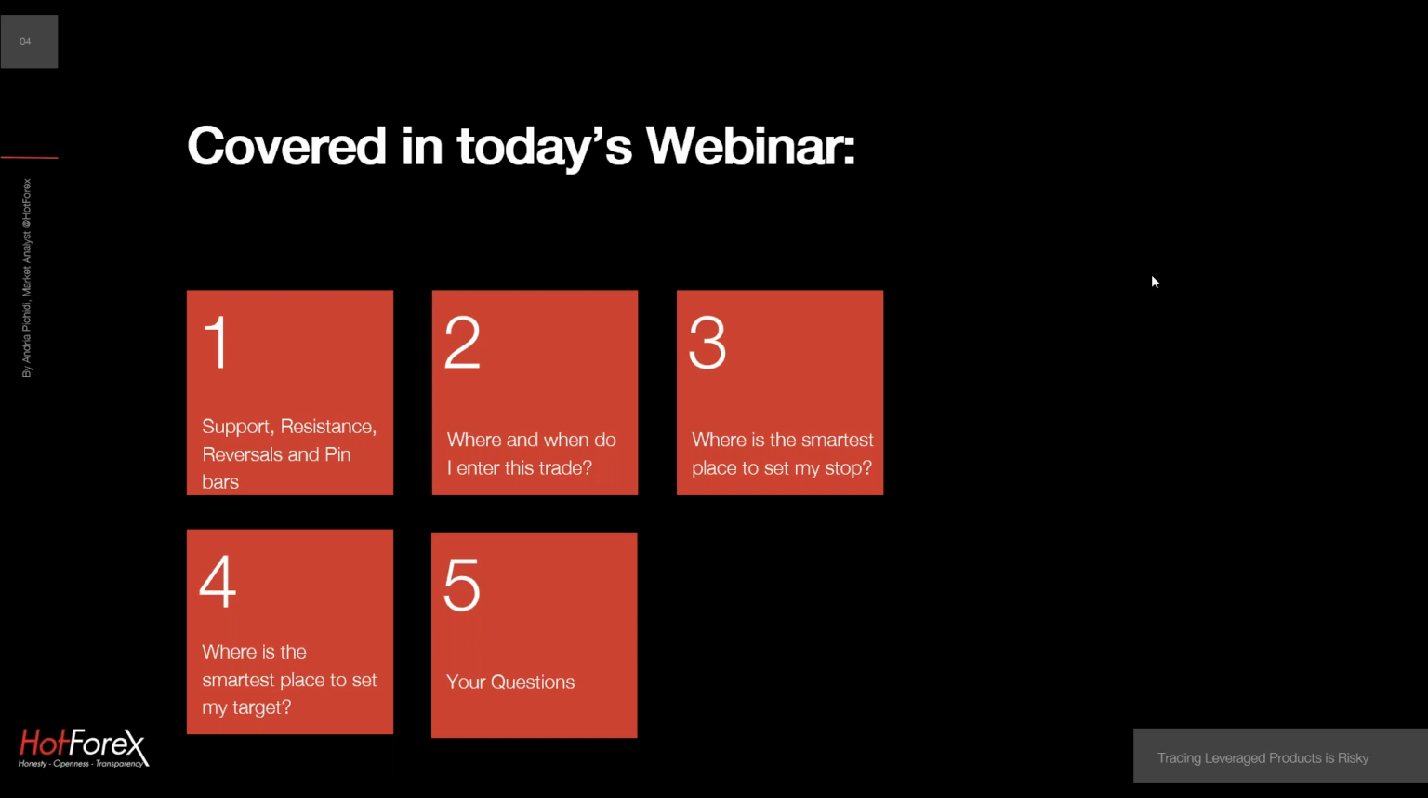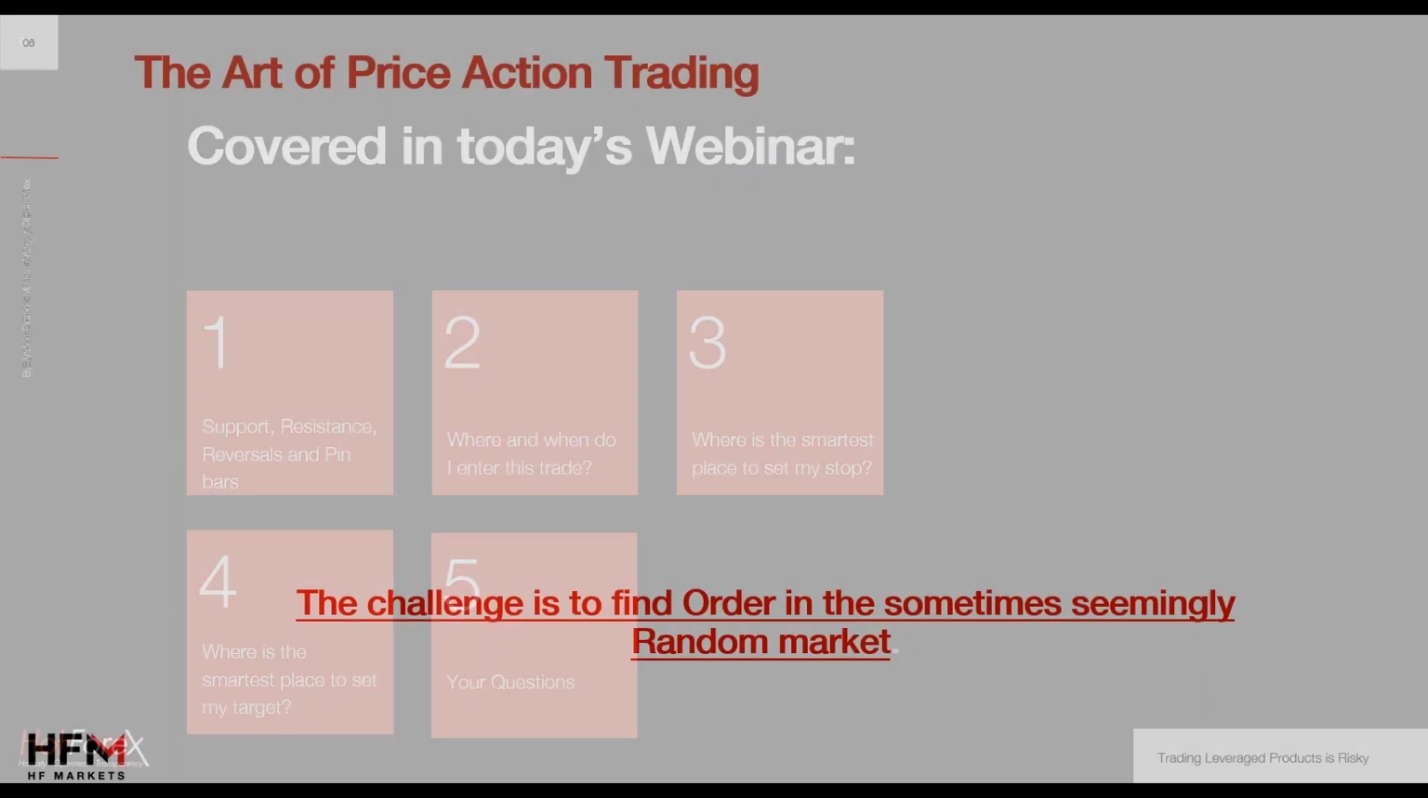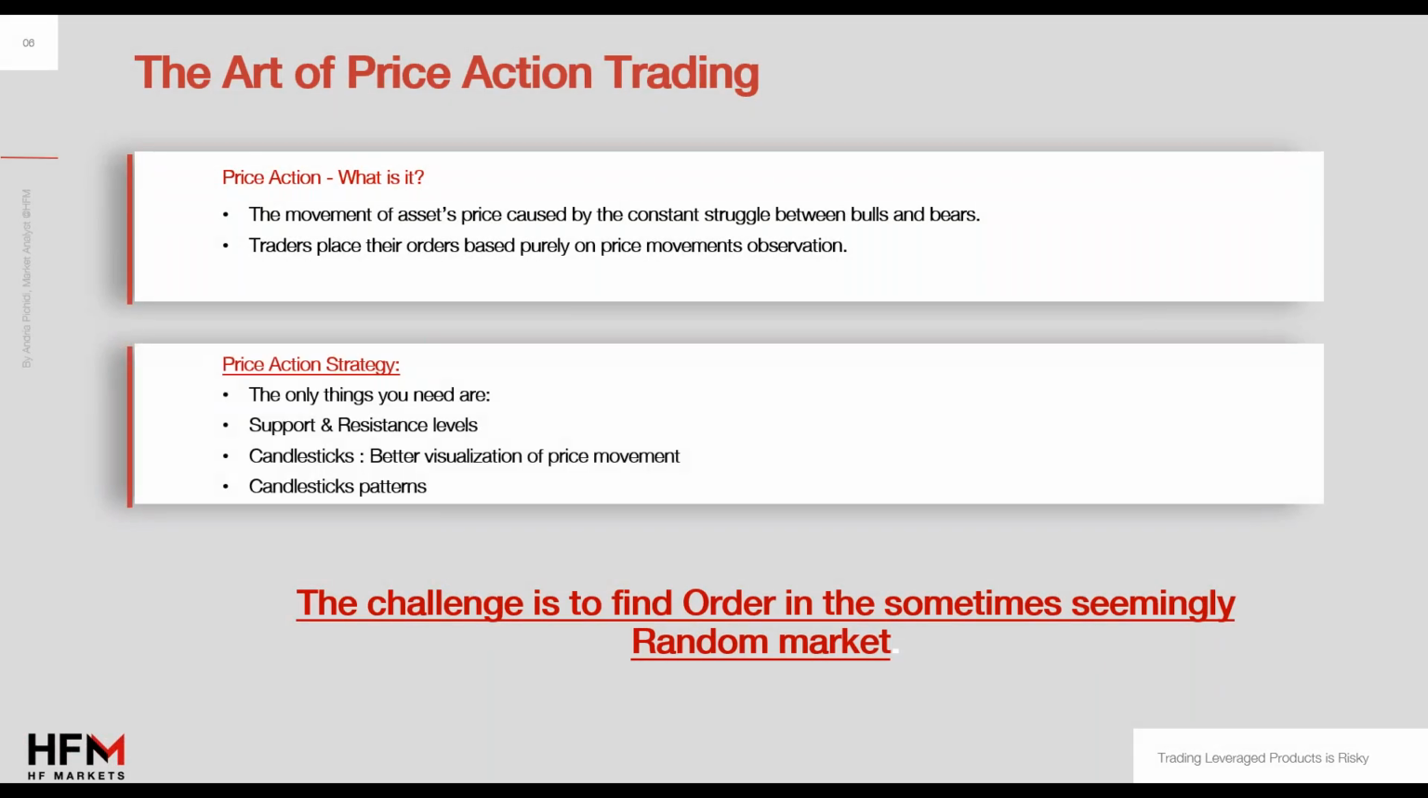price action trading is just that. It's just the decisions that you're gonna make on price alone. Okay? No indicators, just pure price monitoring, candlesticks. Support, resistance, reversals, and pin bars are all key to this approach. And this is what we're gonna see today. Let's see in more detail what it is.